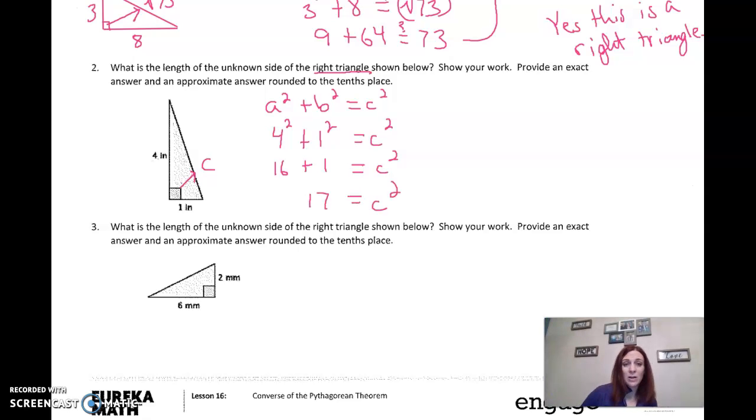Okay, so now it says provide an exact answer and an approximate answer rounded to the tenths place. So remember, when we solve this, we're not solving for C squared. How do we undo squaring something? Well, we take the square root. Whatever we do to one side, we do to the other. So when you square C and then take the square root of it, we're left with just C. And 17 is not a perfect square, so our exact answer is the square root of 17.